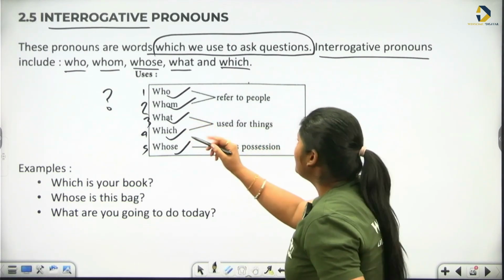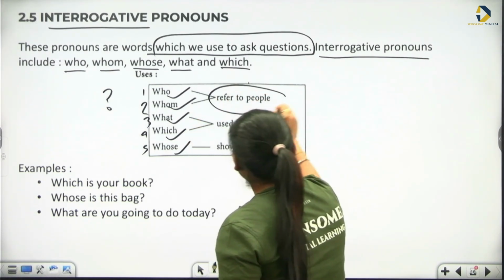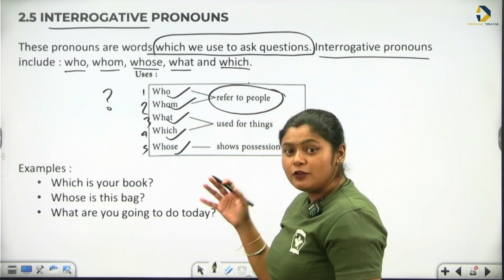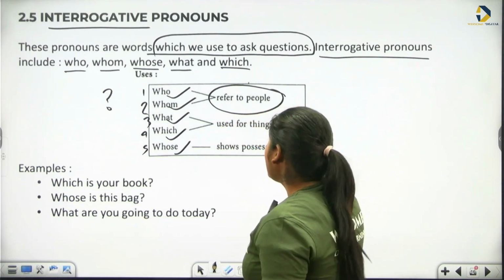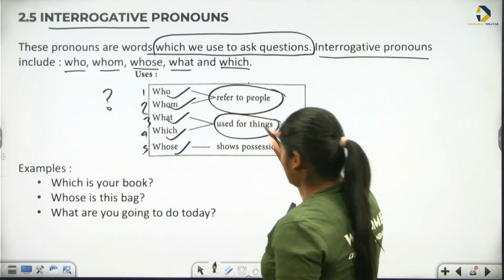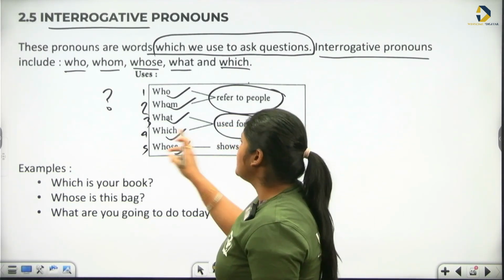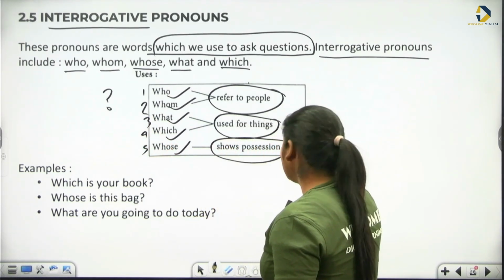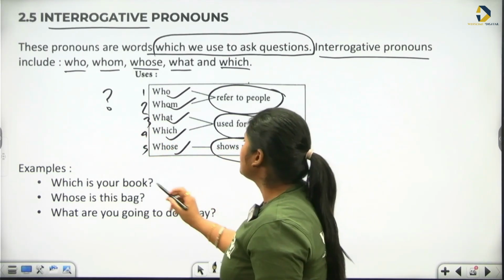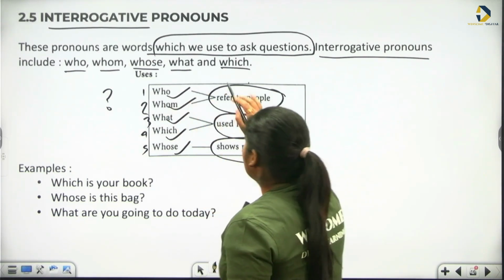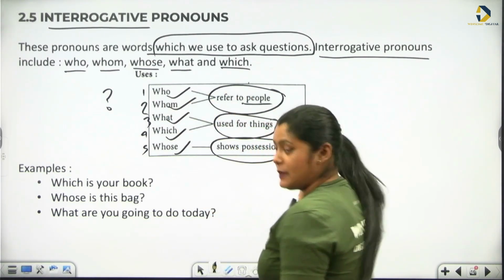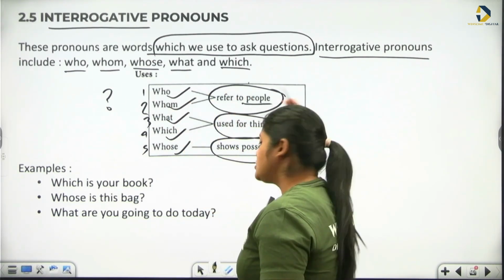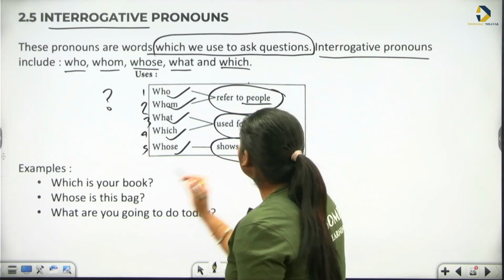Who and whom कब use करते हैं? When we refer to people. When we refer to people, we use who, and when we refer to things, we use what and which. Whereas when you show a possession, that means when you show it is your, which one is whose. Okay, who and whom for people, what and which for things, and whose for possession.